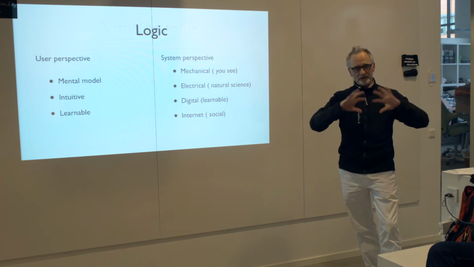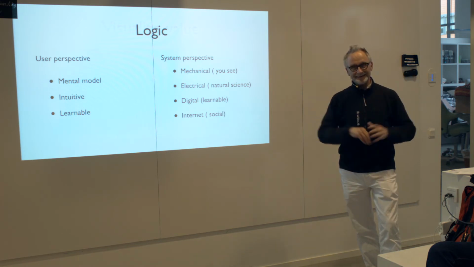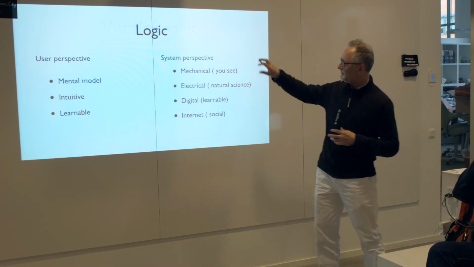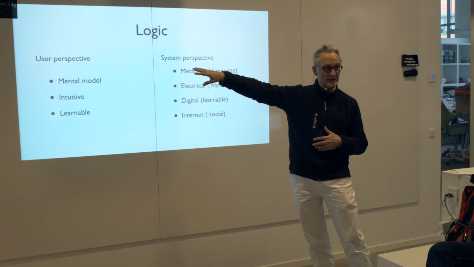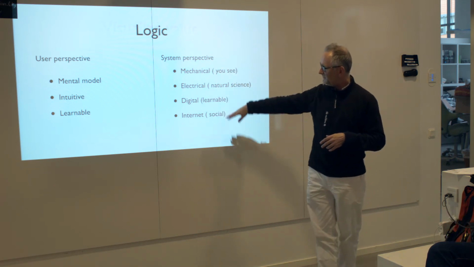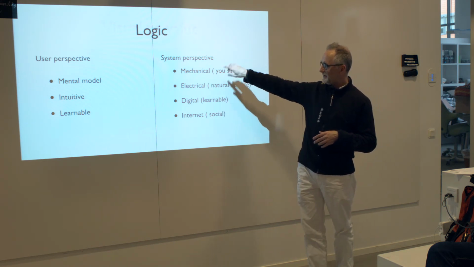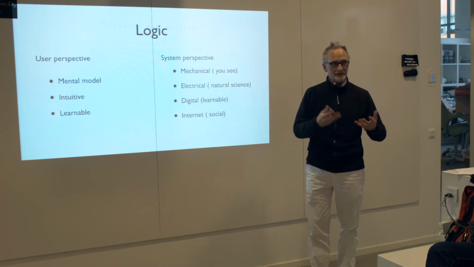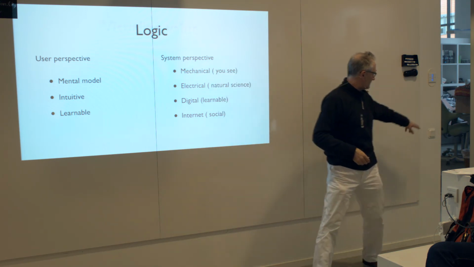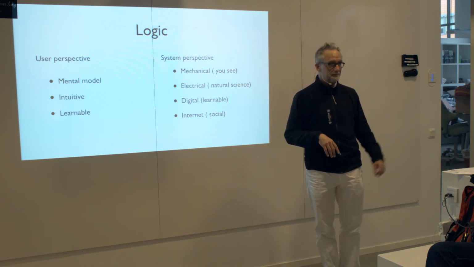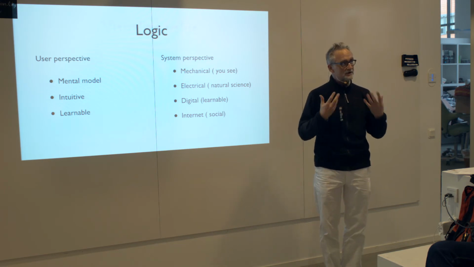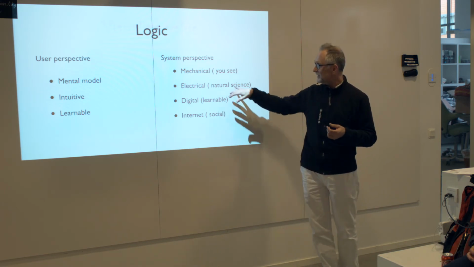I talked about the logic, and I think that's another difficult thing to understand and to work with, because you have system perspective and you have a user perspective, and the logic is completely different. And here I have also different types of system perspective. In the old world, before internet and everything, we did things mechanically. When you turn on the light, for example, it was very mechanical, and when you turned it on, the light went on. So then you could understand. It was very easy to see what you were doing.